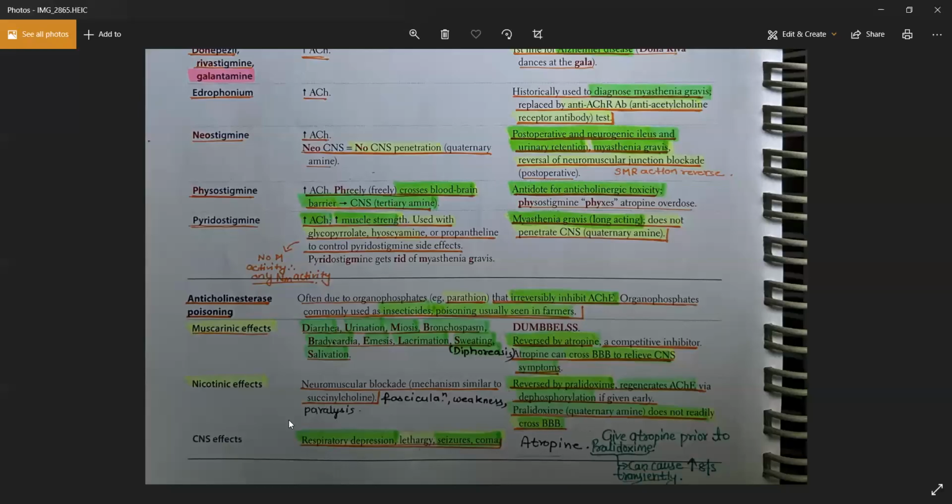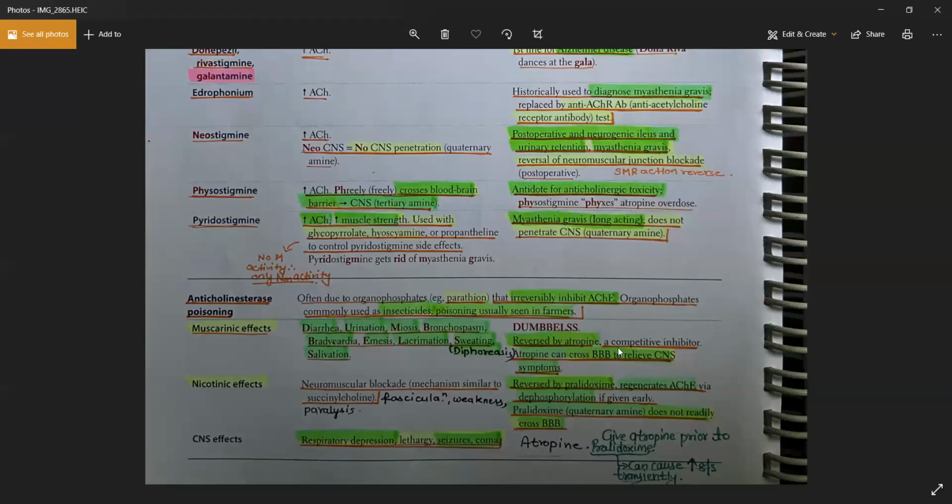Otherwise, the patient will get paralysis of the muscles, of the respiratory muscles or other areas, right? So he can die of it. Okay, so pralidoxime, which will regenerate the acetylcholinesterase via dephosphorylation. And you need to know that you have to give this drug as soon as possible after the atropine.